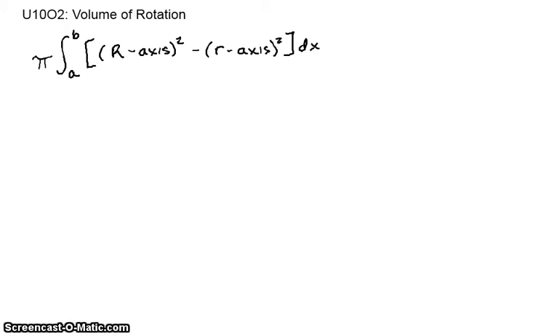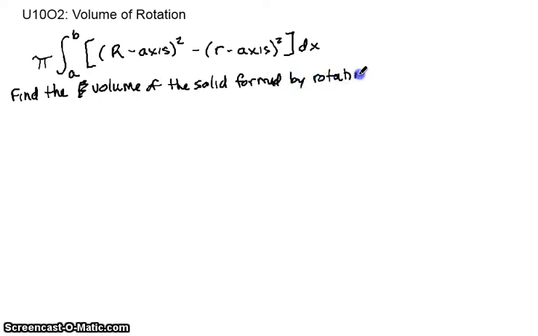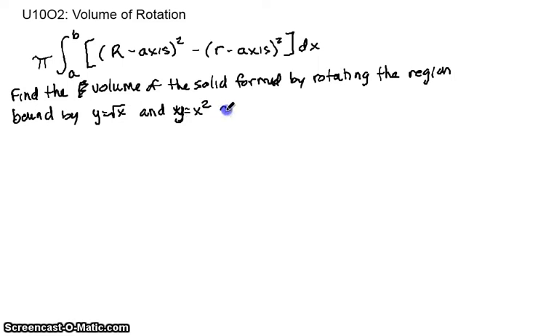So using that example that we had a second ago, let's say we want to find the volume of the solid formed by rotating the region bound by y equals square root of x and y equals x squared, rotating that region around the line y equals, say, 3.